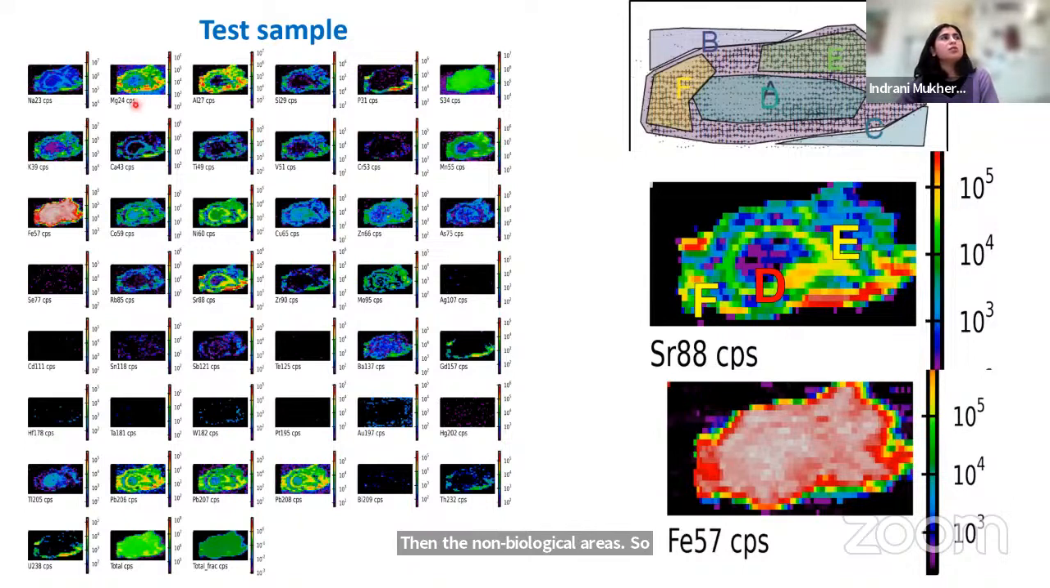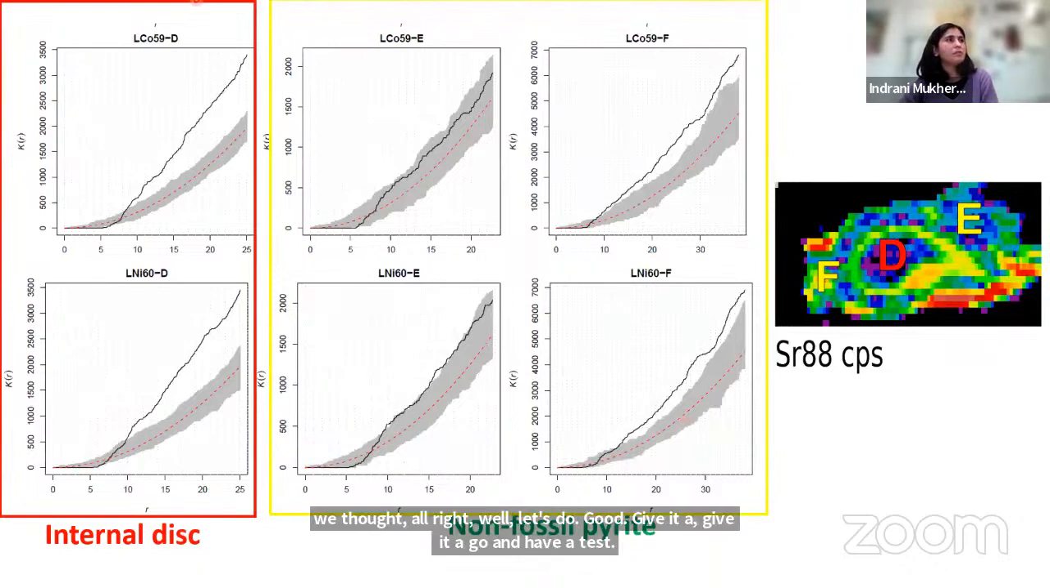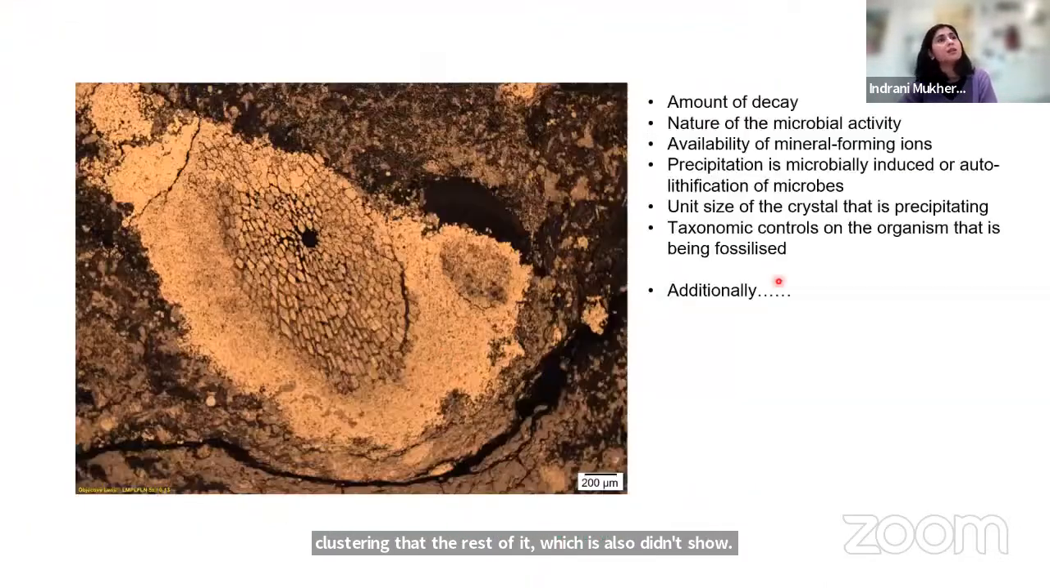So we tried to do this on a test sample. We had no idea what was going on. It was a grain of pyrite here, which is iron and sulfur, so pretty solid. But when you actually scan it for the various trace elements, you start to see these weird structures emerge. And so we thought, all right, well, let's give it a go and have a test. And as we expected, this inside bit showed this sort of clustering that the rest of it, which is also pyrite, didn't show. So that could mean something.